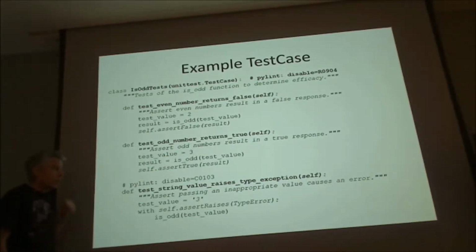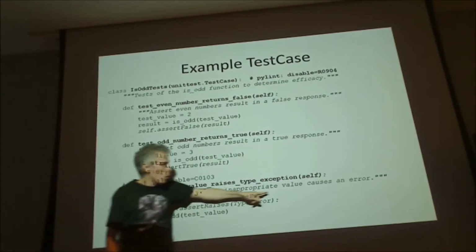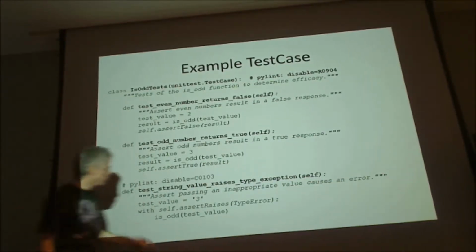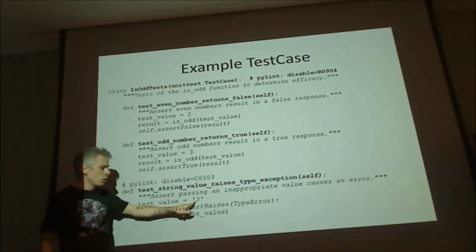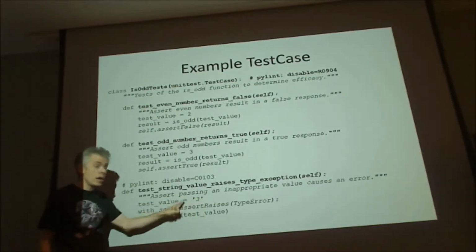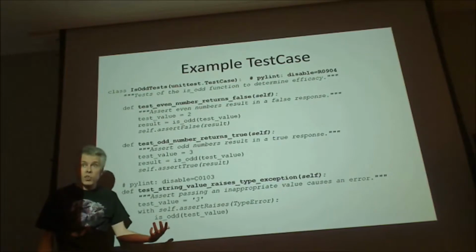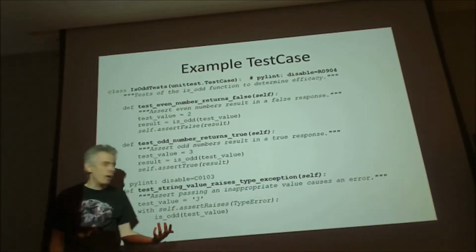Now we'll go one further step. I'll talk about this in a minute. Assert passing an inappropriate value causes an error. Test value, quote 3, unquote. This is a string. Strings don't have modulus. It doesn't work that way.